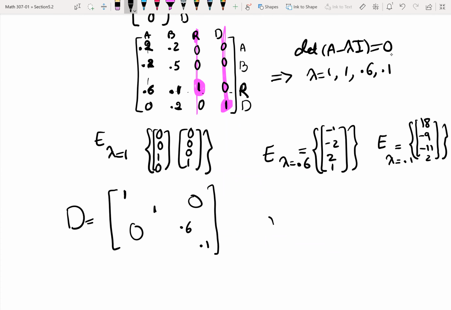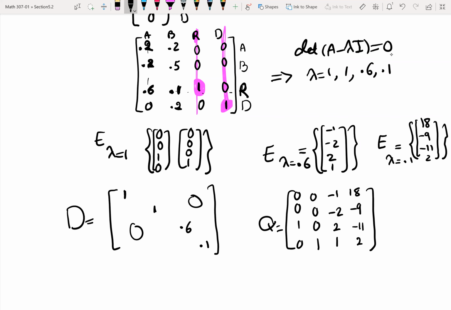And then for the Q, with the same order, I first put the first one, which is 0, 0, 1, 0. Then 0, 0, 0, 1. Then negative 1, negative 2, 2, 1. And then 18, negative 9, negative 11, and 2. Okay, and then that's it.